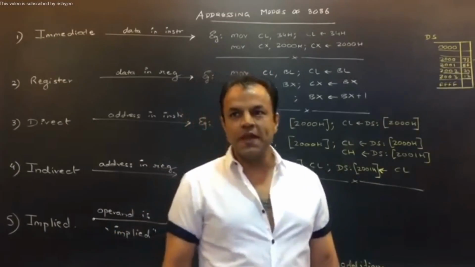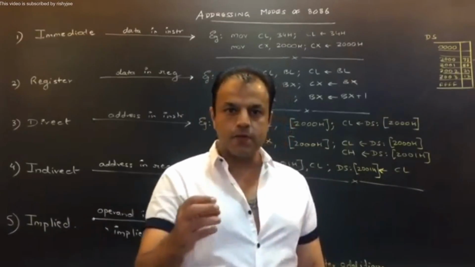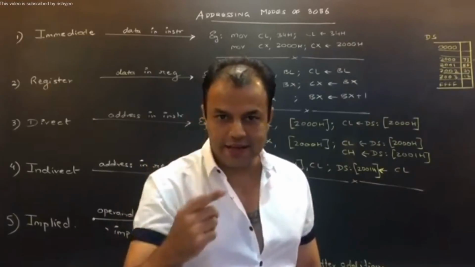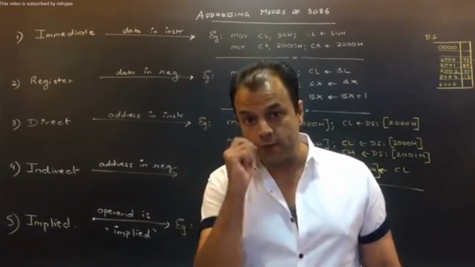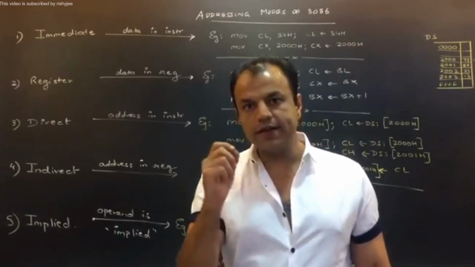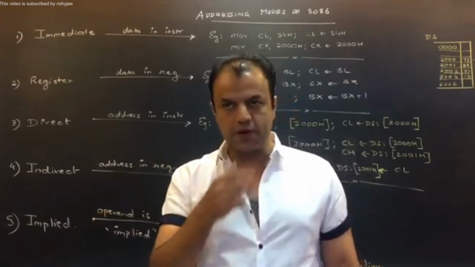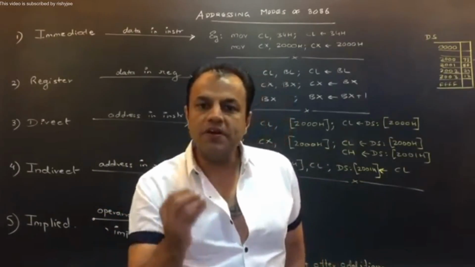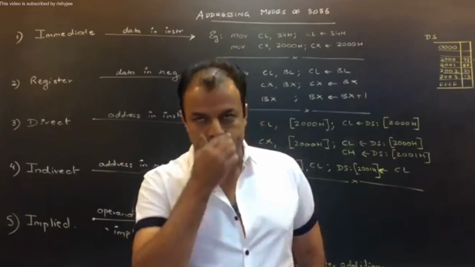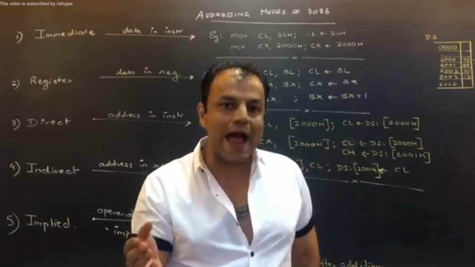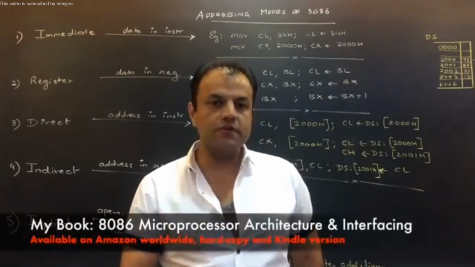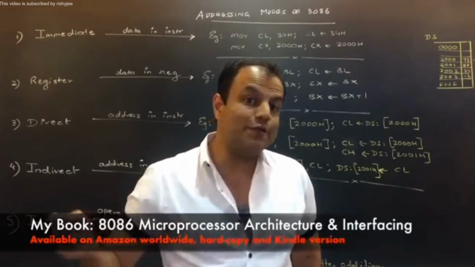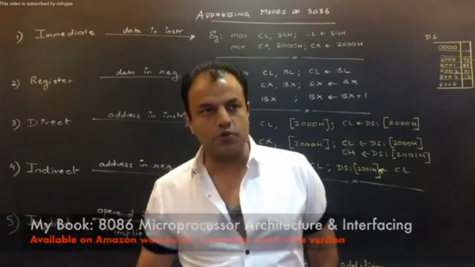What are addressing modes? Addressing modes are the manner in which an operand is given in an instruction. I'll say it again. It is the manner in which an operand is given in an instruction. When you write an instruction, you have an operand. What is an operand? An operand is any value on which you want to operate. So for example, you want to add a number 25. So 25 is your operand. Now, how you tell the processor that you want to add 25 is what addressing modes are.